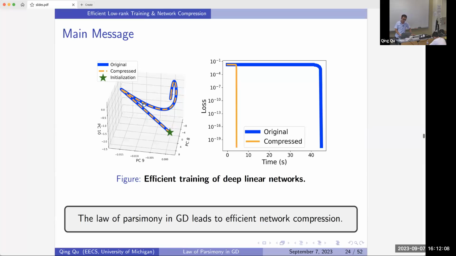We do this for a problem called deep matrix factorization, deep matrix completion. You can see that by using this idea that the training only happens in an invariant low-dimensional subspace, you can achieve the same training trajectory as the original training, but your training will be much more efficient. This blue curve is the original training method, and if you do low-rank training, you will be much more efficient but achieve similar performance compared to the original approach.